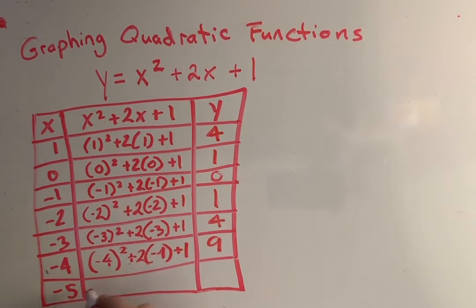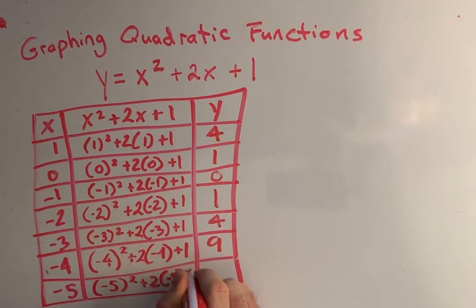All right, next we have negative 5. So plug this in, negative 5 squared, oh, sorry, this is a plus 2 times negative 5 plus 1, actually. Sorry about that. So I have negative 5 squared plus 2 times negative 5 plus 1. So negative 5 squared is 25. 25 plus 2 times negative 5, okay, is going to be minus 10. So it's 25 minus 10, that's 15, okay? 15 plus 1 is 16.